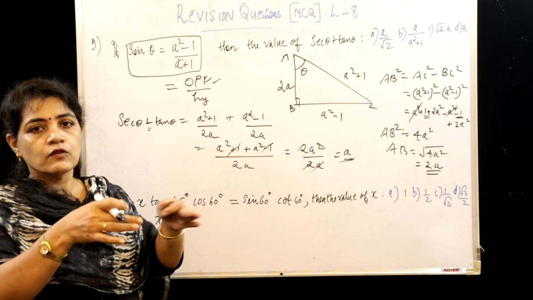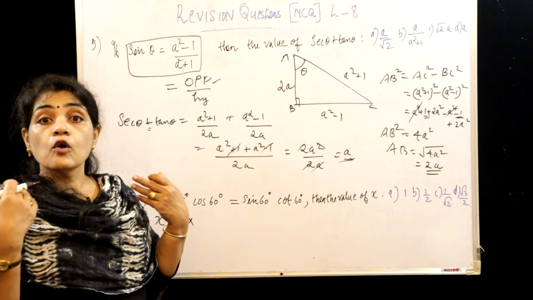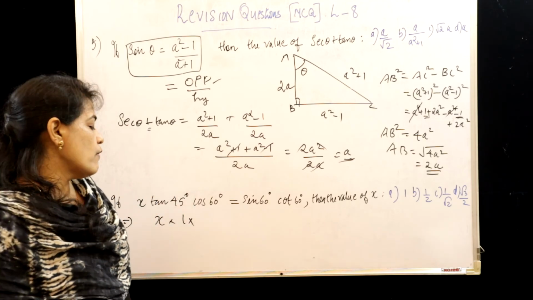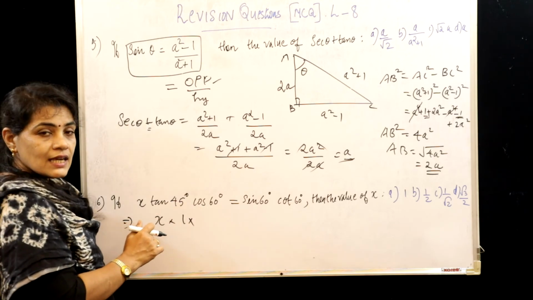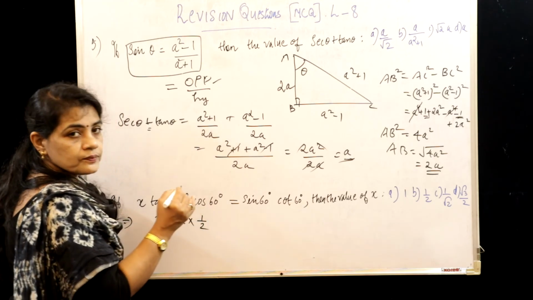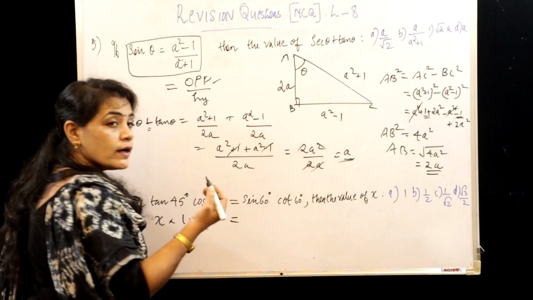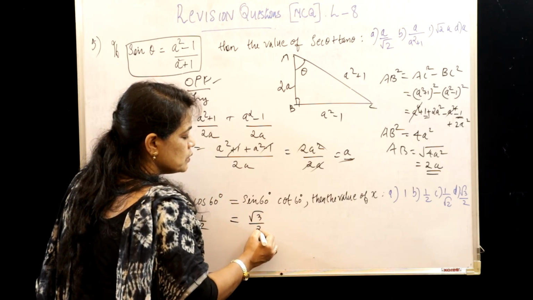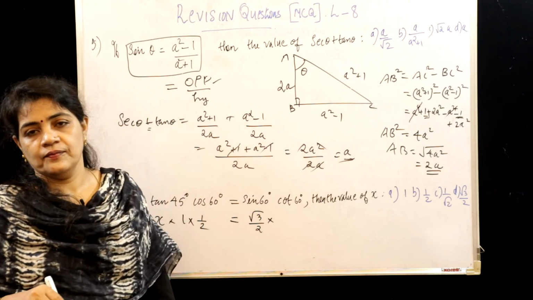Take its reverse order in order to get the cos values. So sin 60 and cos 30 both have the same value. So cos 60 is 1 by 2. What is sin 60? Root 3 by 2. Root 3 by 2, and cot 60.